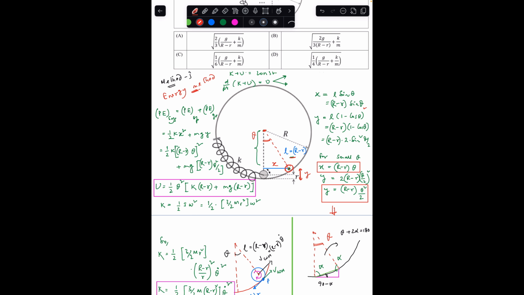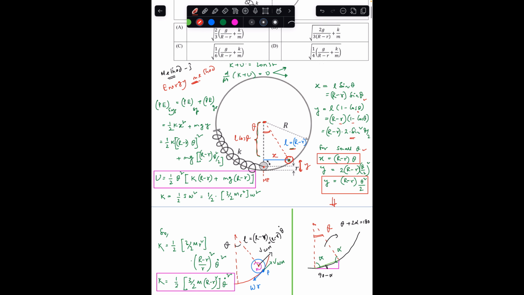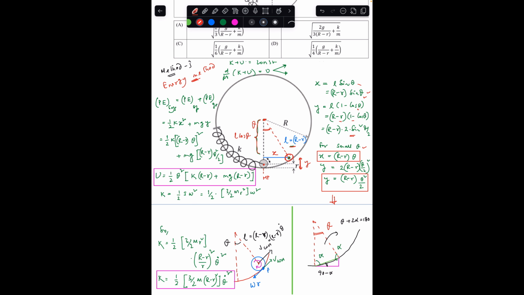This is the y. y is the distance elevated by the smaller disc from its mean position. This was the mean position of the smaller disc, so y becomes this distance. This is L cos theta, and the total is L, so the elevation is L into (1 minus cos theta), that is (R minus r) into (1 minus cos theta). 1 minus cos theta I am writing as 2 sin square theta by 2. Since we are doing the case for small oscillations, for small theta, sin theta will be considered as theta. So x equals (R minus r) theta, and y equals 2 (R minus r) sin square of theta by 2, meaning (theta by 2) whole square. The result comes y equals (R minus r) theta square by 2.